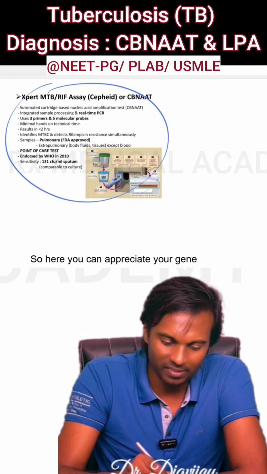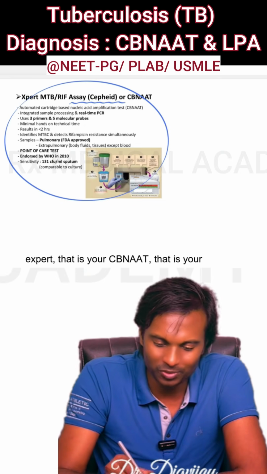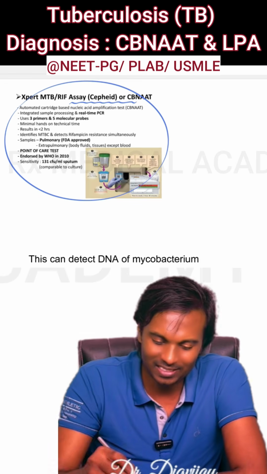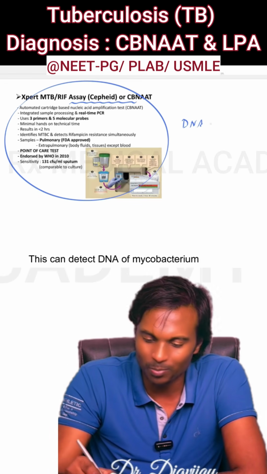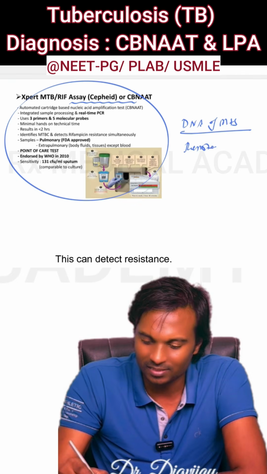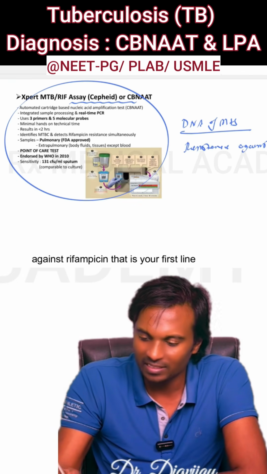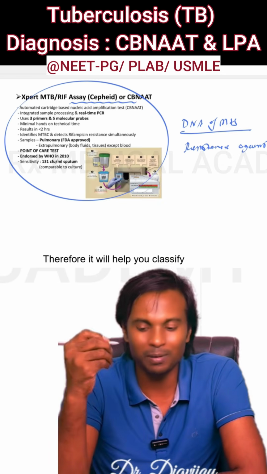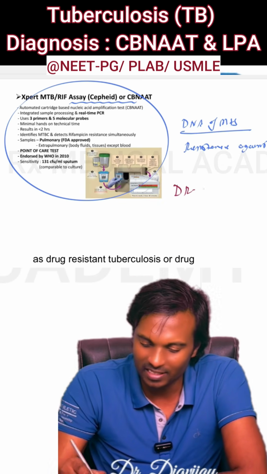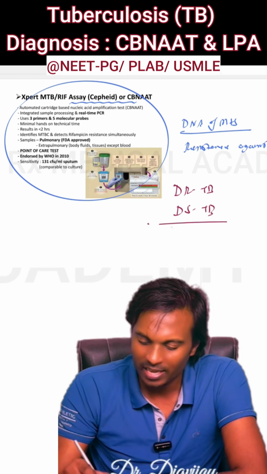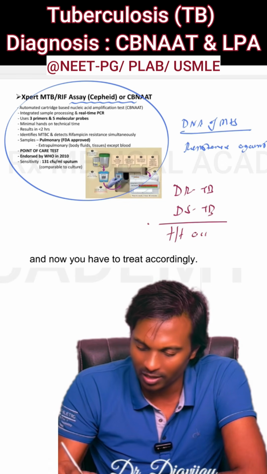So here you can appreciate your GeneXpert, that is your CBNAAT, that is your investigation of choice nowadays. Okay, this can detect DNA of Mycobacterium tuberculosis. This can detect resistance against rifampicin, that is your first line anti-tubercular drug. Therefore it will help you classify as drug resistant tuberculosis or drug sensitive tuberculosis, and now you have to treat accordingly.